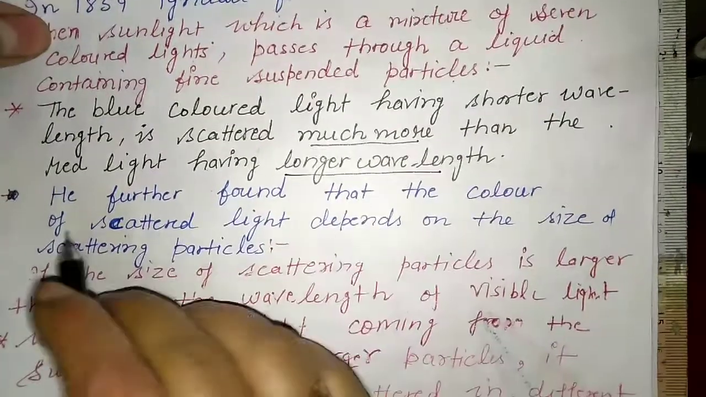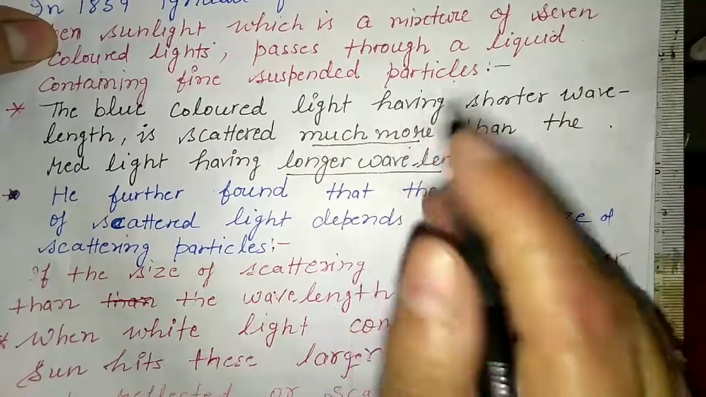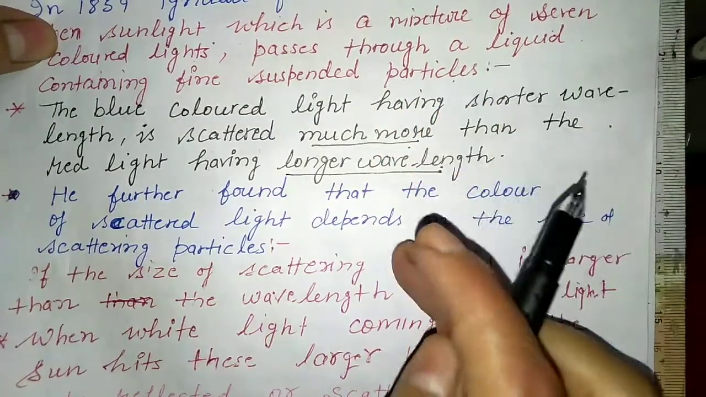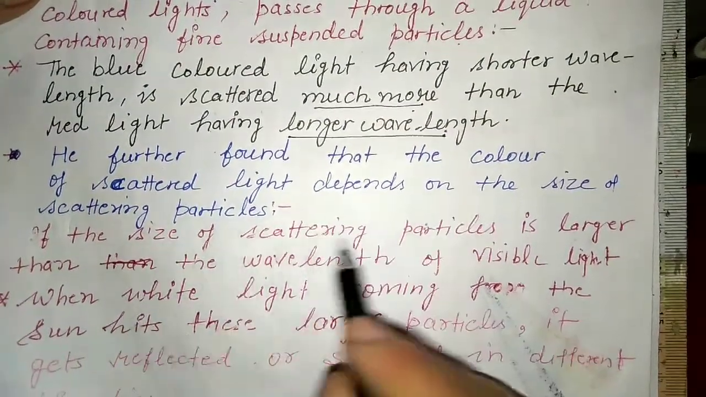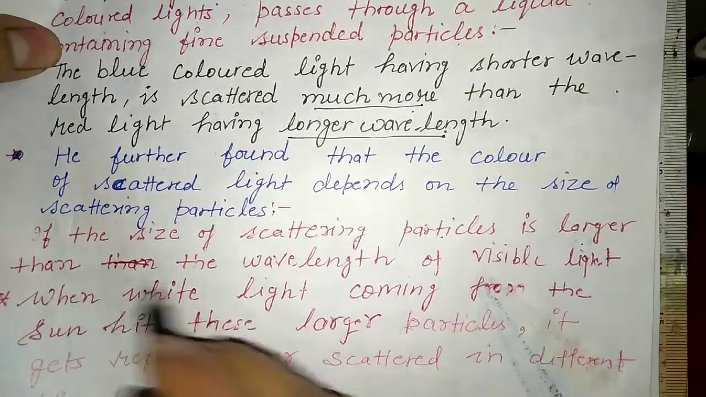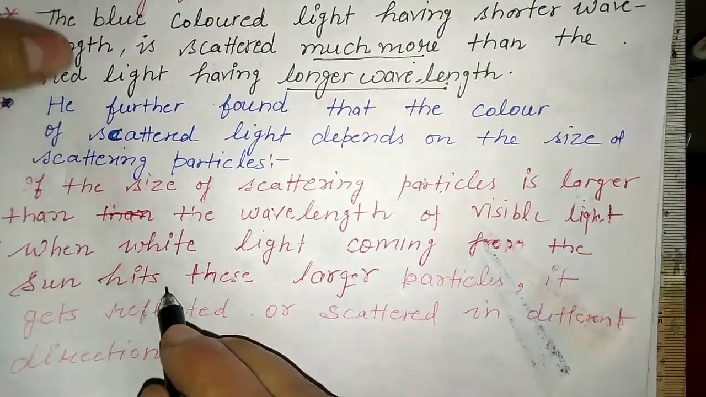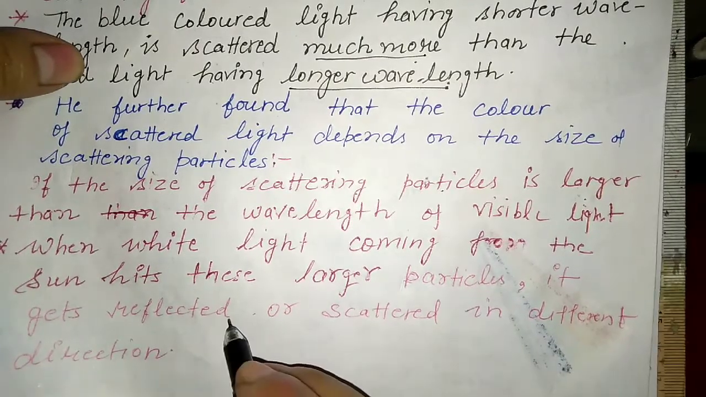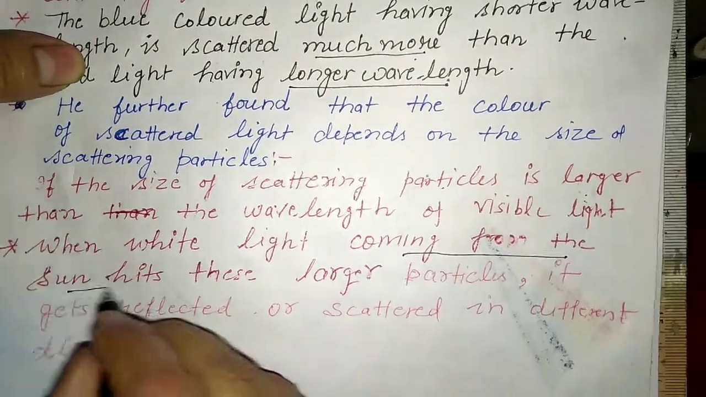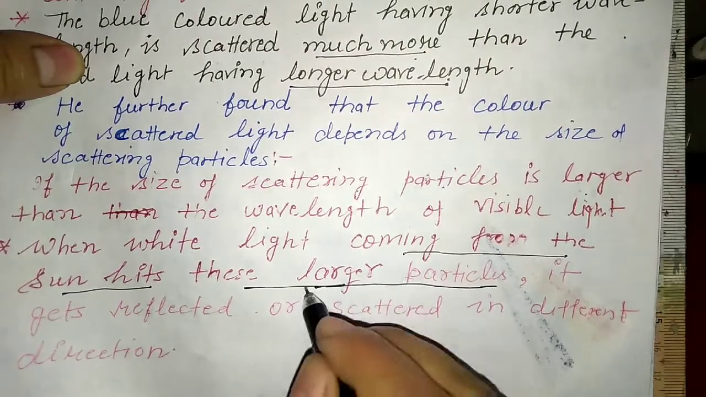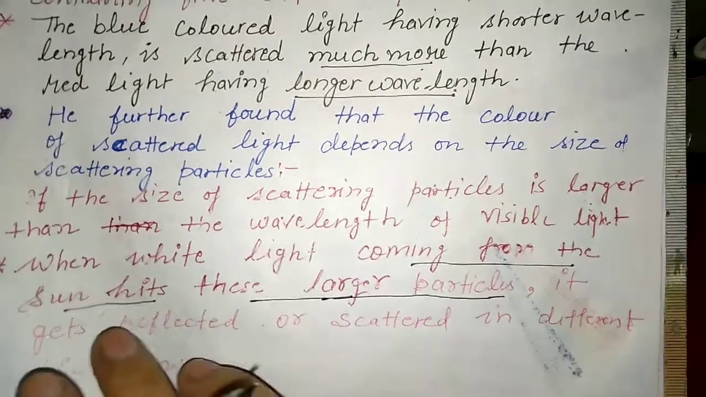So one factor is the wavelength of the colored light. The second is the size of the particle with which it collides. If the size of the scattering particle is larger than the wavelength of visible light, then when white light coming from the sun hits these larger particles, it gets reflected or scattered in different directions.